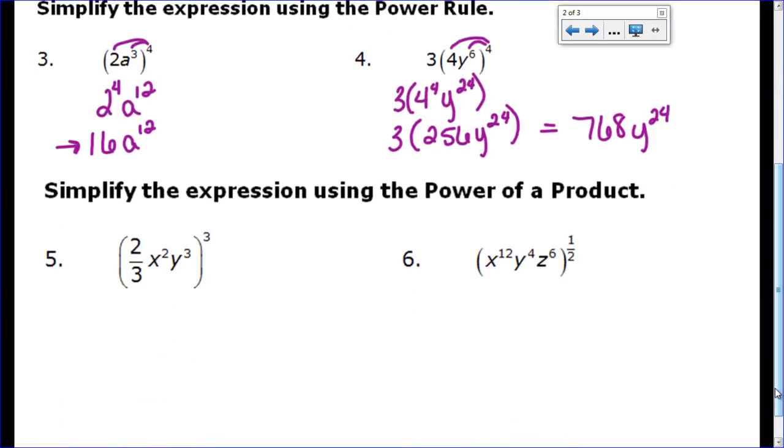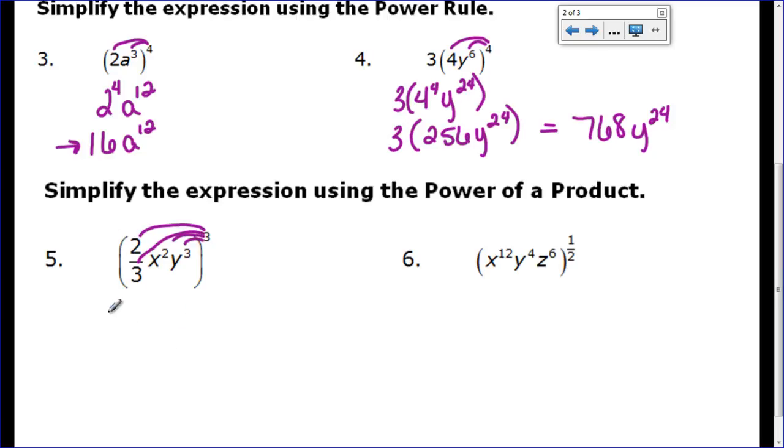So now we have a few more. These are very similar to the ones that we just dealt with. Okay, so I have power of a product, and I've got lots of things happening, but I'm going to have to distribute this exponent outside the parentheses to everything inside, just like I did with 3 and 4. But number 5 here has a fraction, which means I have to distribute it to the numerator and to the denominator of that fraction, as well as to the x and to the y. So I've got to distribute several times.